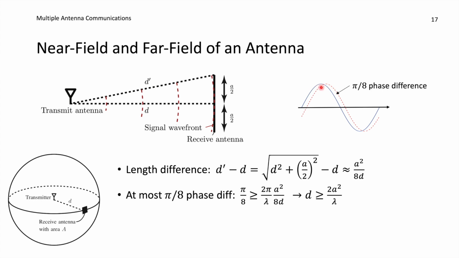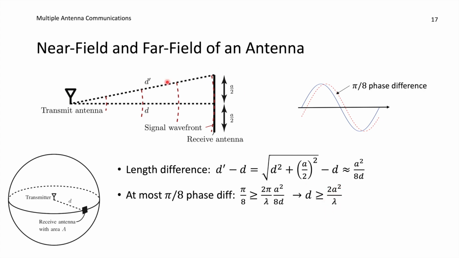That is like 22.5 degrees of phase difference. To compute the phase shift, we take the length difference, multiply with 2 pi divided by the wavelength lambda, and we want it to be smaller or equal to pi over 8. If we take this equation and solve for d, we get d should be greater or equal to 2 times a squared divided by lambda.